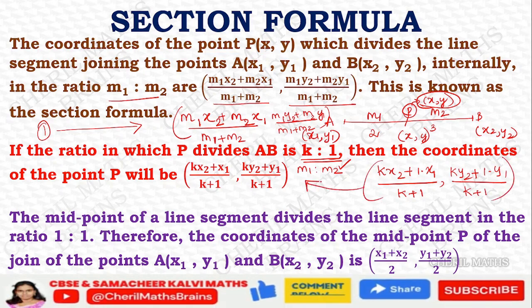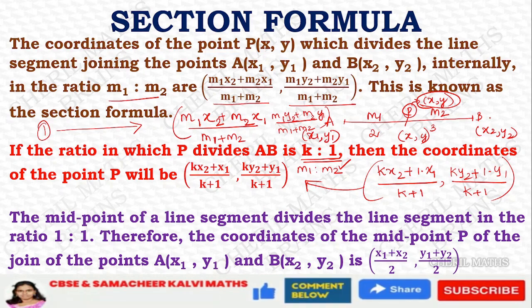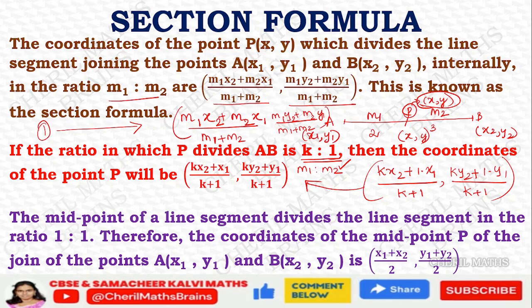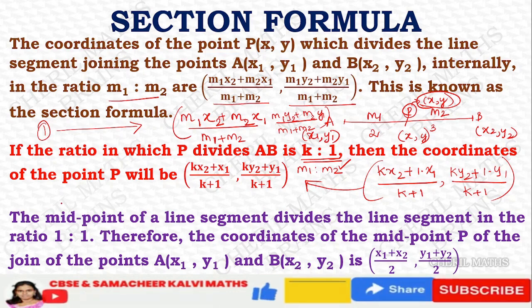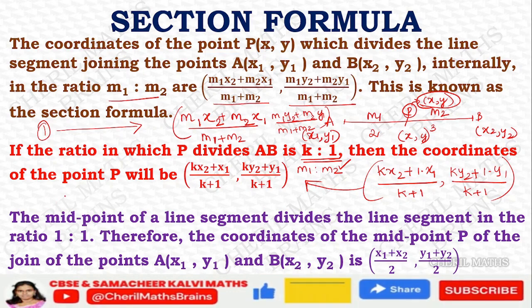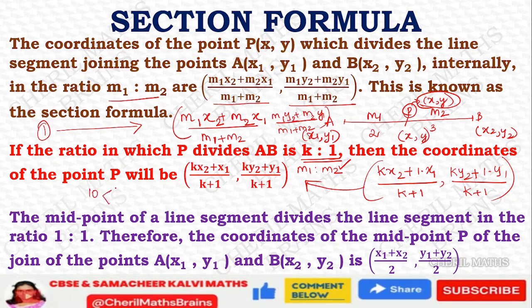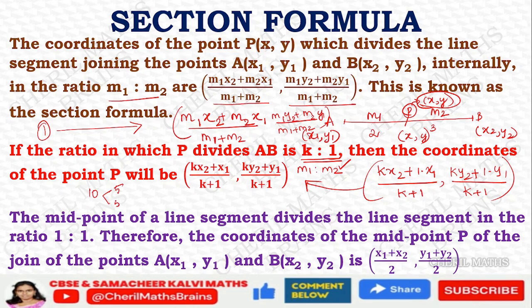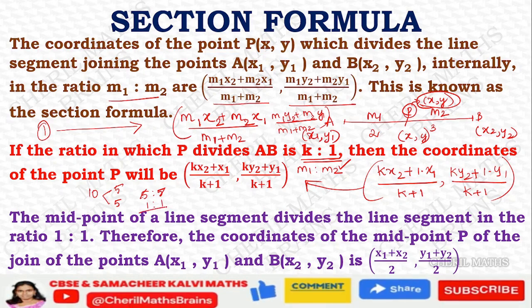Look at this, children. So this and this are the same. So this is when P is going to divide the same line AB in the ratio k is to 1. The third case is where you are dividing it equally. For example, you have 10 chocolates. You are distributing equally, like 5 and 5. So what will the ratio be? 5 is to 5. When you reduce it, you are going to have it as 1 is to 1.